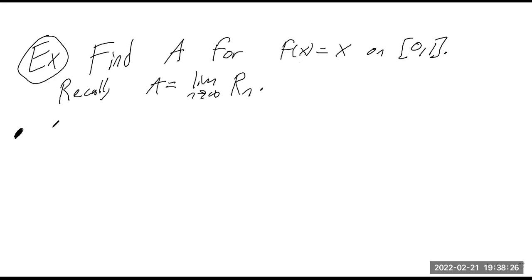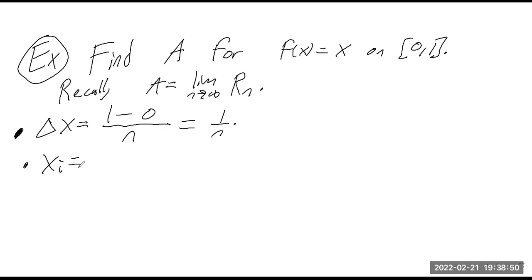All right, well, width is always easy. Let's see if we can find that. We know we're chopping it up into n pieces. I take the length of the interval, we get a nice 1 over n. For the xi, I start at 0. I go at i times delta x. So this is just i over n.